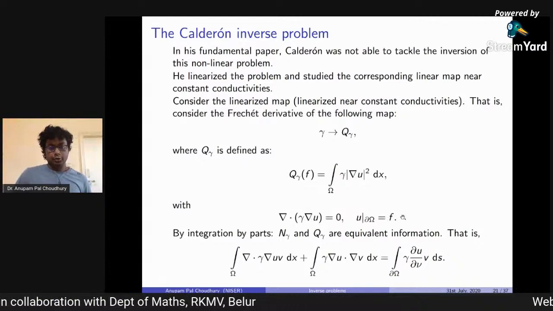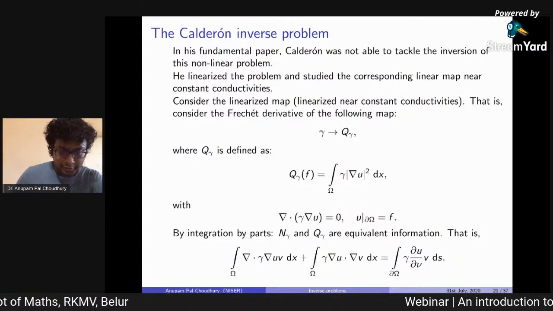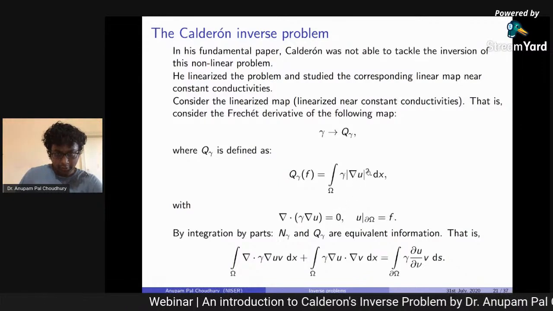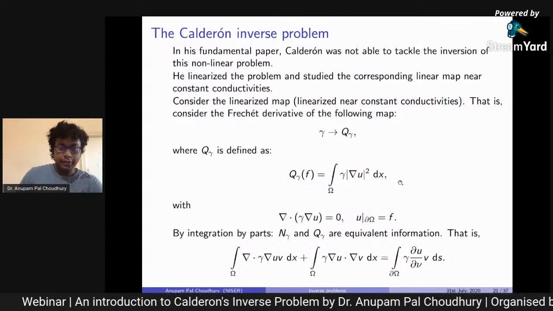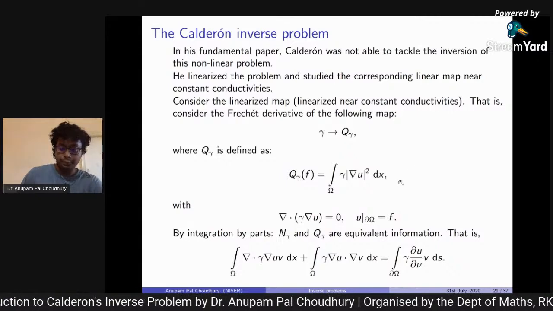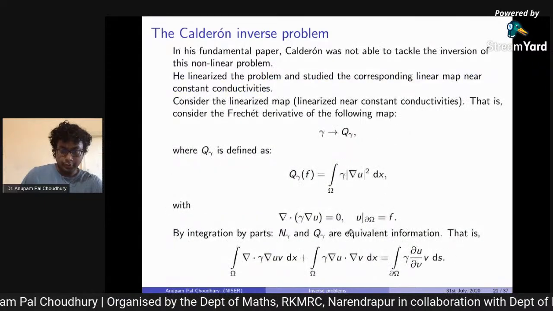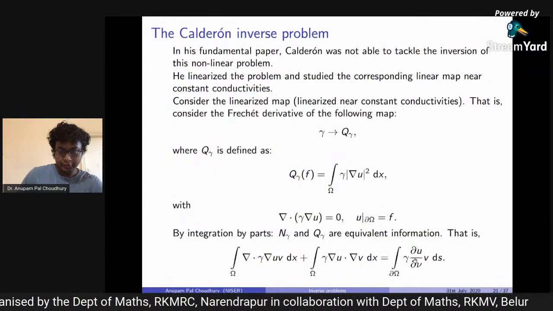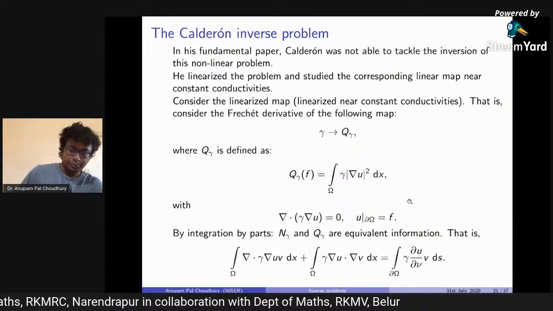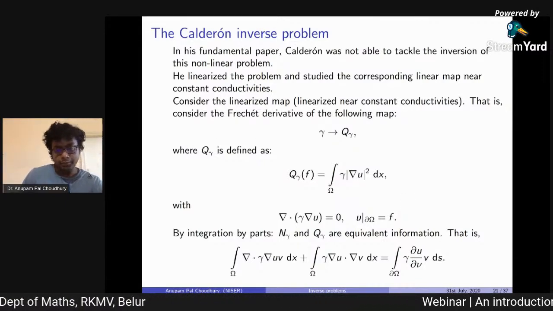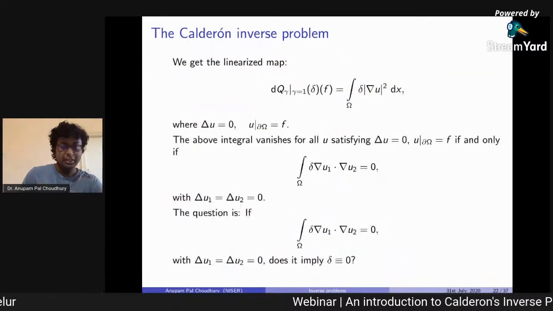Okay, now if you just integrate by parts, you can very easily see that this one is exactly related to the Neumann map. So this is related to this map. You see this and this, okay? So they are equivalent formulations, whether you study the Neumann map or this Q gamma for the linearized problem at least. So what does it do?